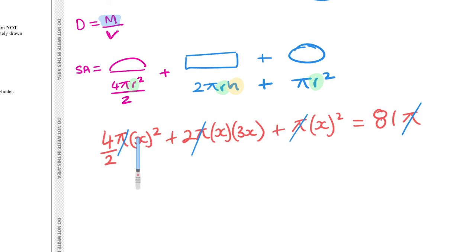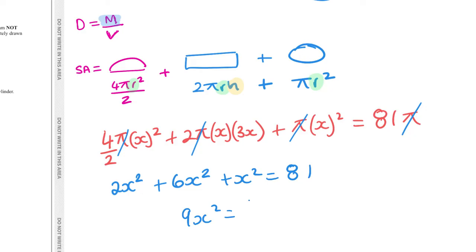So 4 over 2 x squared is 2x squared. 2 times x times 3x is 6x squared. Then x squared. We can add them all, equals 81. So I now have 2 plus 6, 8, plus 1 is 9x squared equals 81. So what am I going to do? Divide both sides by 9. x squared equals 9. So what does x equal? 3. Plus or minus 3.